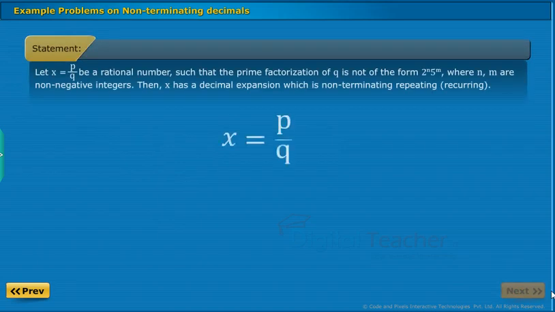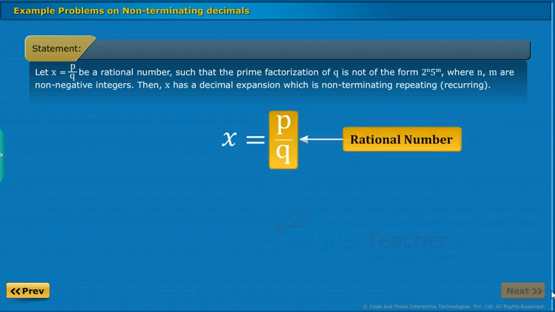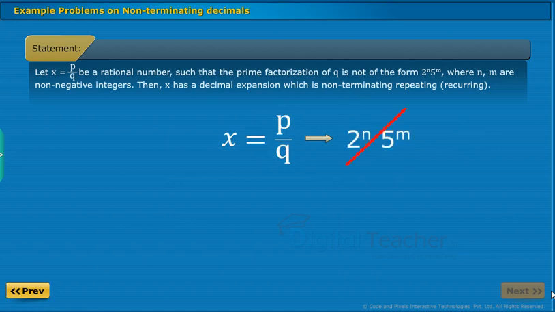Let x equal p by q be a rational number, such that the prime factorization of q is not of the form 2 power n, 5 power m, where n, m are non-negative integers. Then x has a decimal expansion which is non-terminating, repeating.